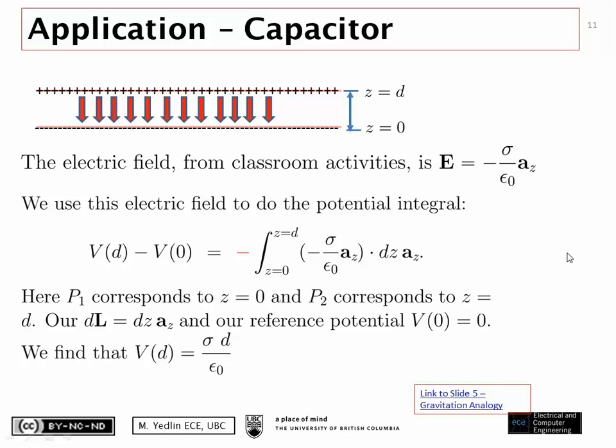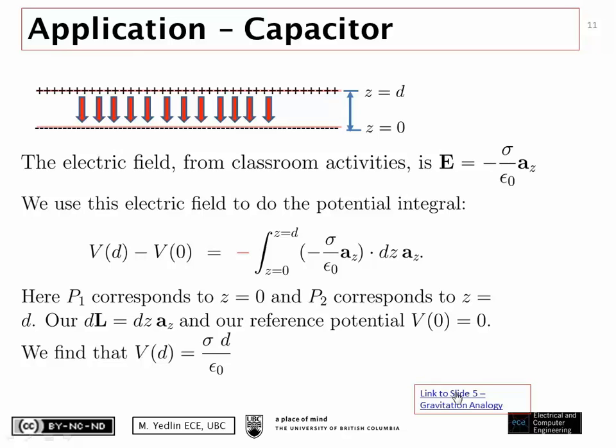It's now time for an example. We're going to look at a parallel plate capacitor where we have two plates separated a distance d. The top plate is positive, the bottom plate is negative. There's a uniform field as indicated, and the relationship is that E, as you can see from the slide, is minus sigma over epsilon naught times the unit vector a_z.